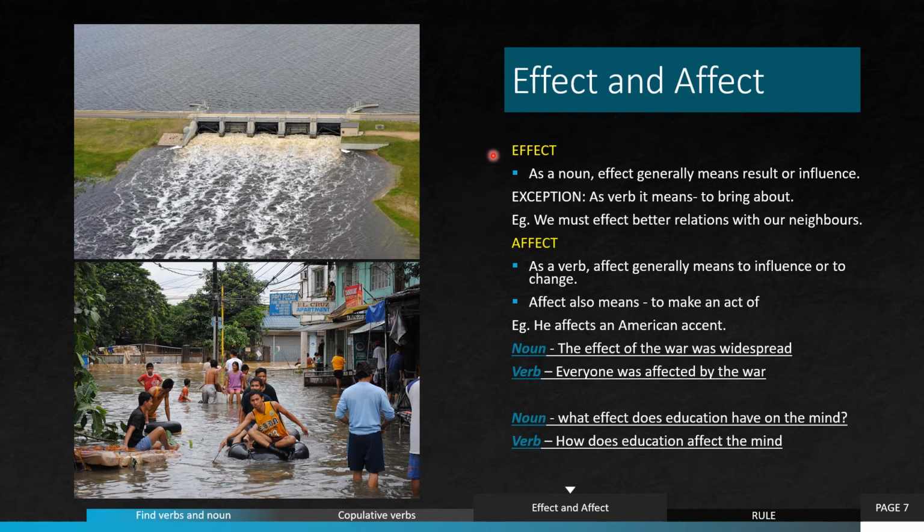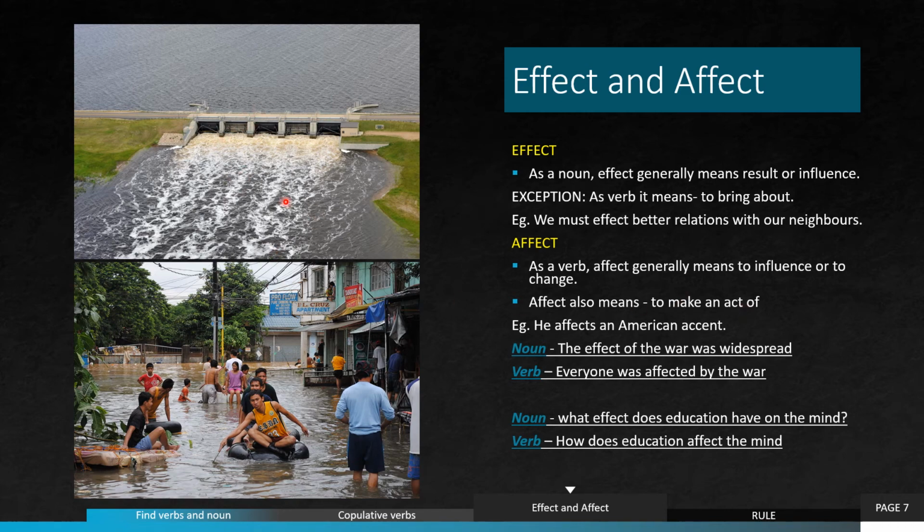Speaking of effect, it acts as a noun and means result or influence, and it can also act as a verb and mean to bring about. So it can act in both ways, as a noun and as a verb. If it means result, use it as a noun and use effect, and if it means to bring about, use it as a verb and use effect. Affect generally acts as a verb in common usage. As a verb it means to influence or to change, or to make an act of.